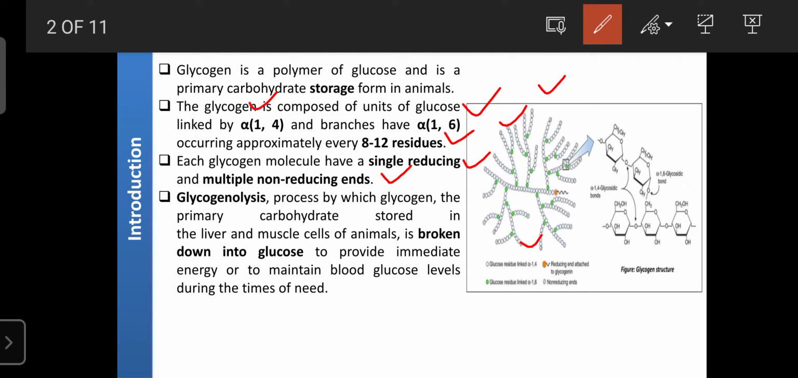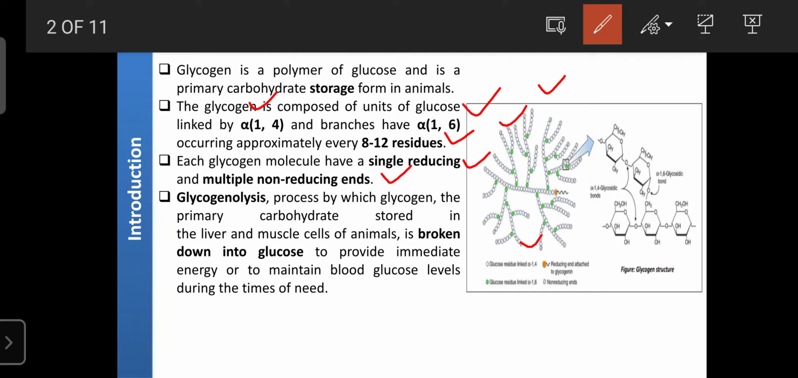The non-reducing ends easily undergo phosphorolysis. The phosphate group is added, the bond is broken, and one glucose molecule is released into the circulation for glycolysis and many other processes. So the targets in glycogen are the alpha 1,4 glycosidic bond and the non-reducing ends, because glycogen consists of a single reducing end and multiple non-reducing ends.